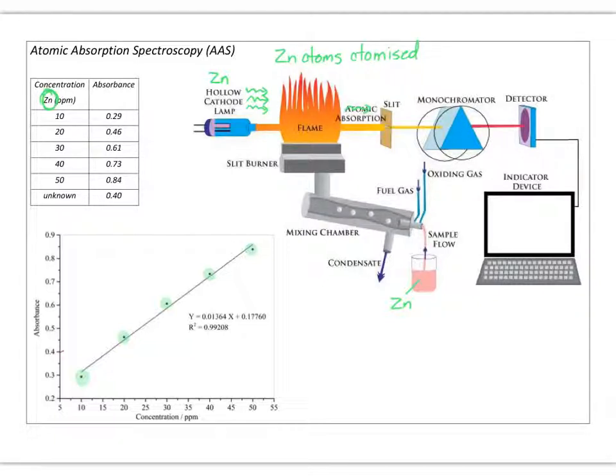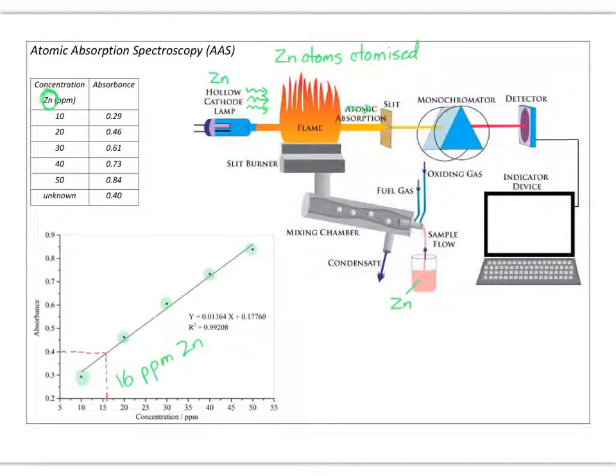We can then go along here, come across from 0.4, then come down to here, and we can say that must have a concentration of zinc of probably, what do you reckon that is? 16 parts per million zinc. So that's how we would use an atomic absorption spectrometer to work out the concentration of zinc in an unknown solution. Hopefully that explains how this works.